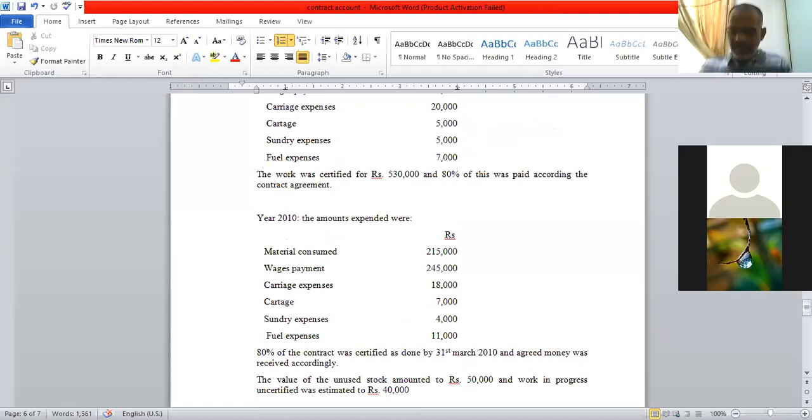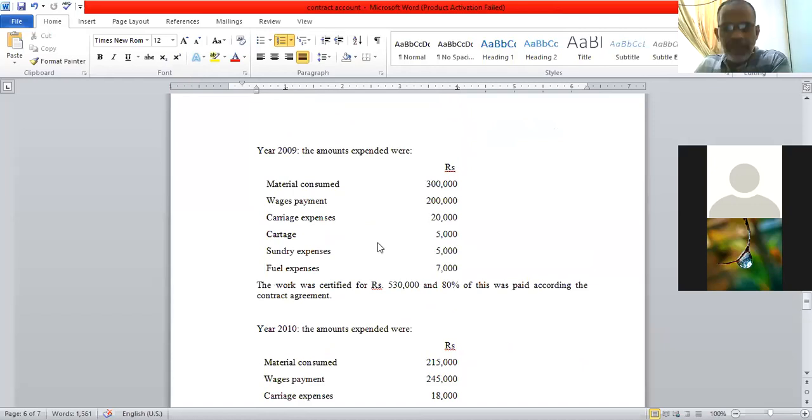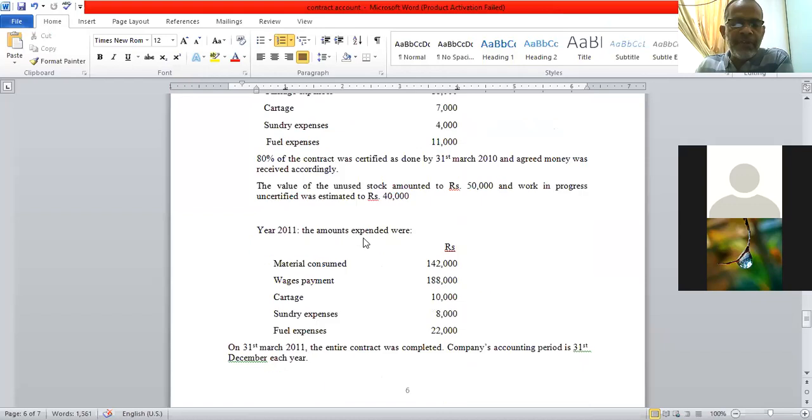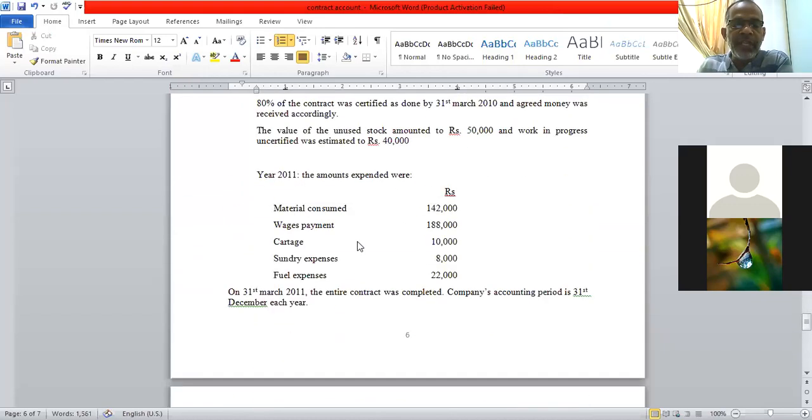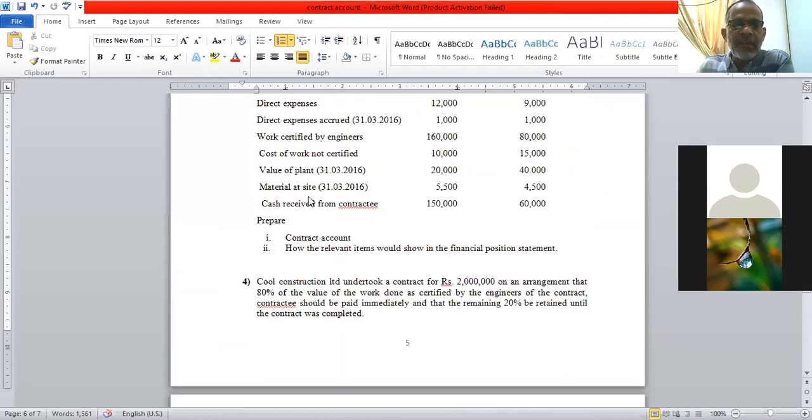Right. We are discussing the contract account. There are two types of contracts, one less than and one more than 1 year. We have finished the introduction. After that, a couple of examples, 1, 2, 3. I think we have finished example 3.